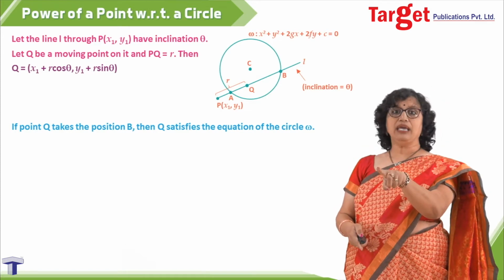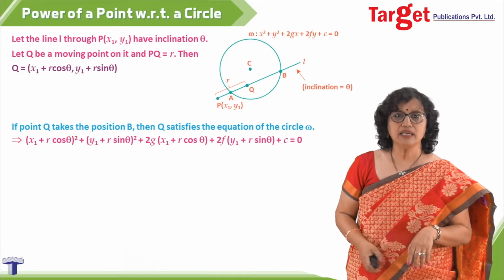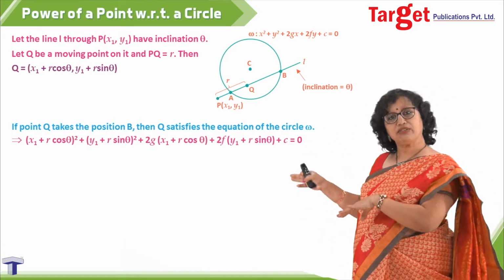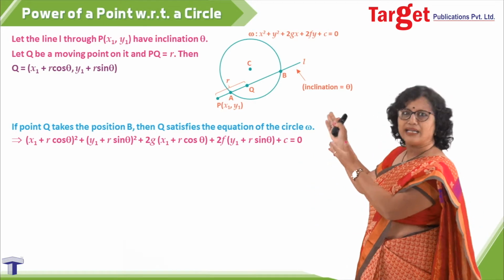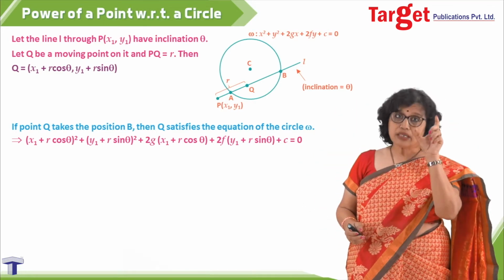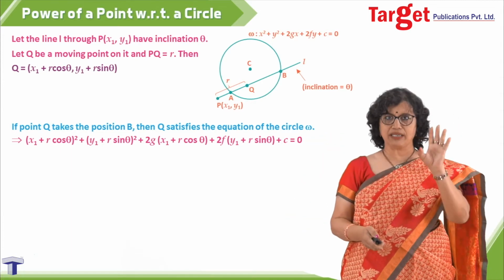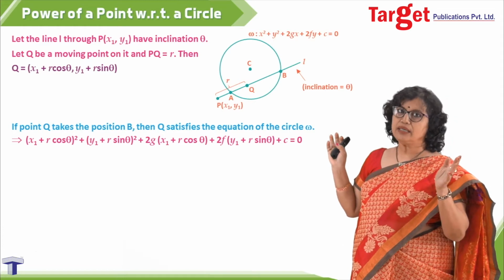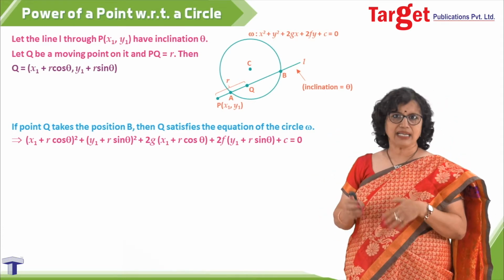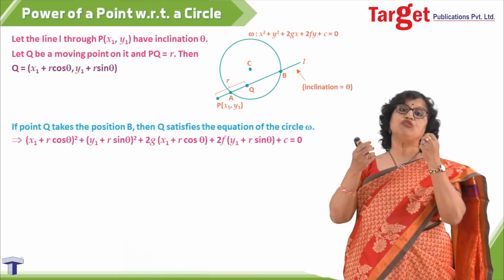If it was B, then it would have satisfied the equation of the circle, right? So the picture would have looked something like this: x1 plus r cos theta whole square plus y1 plus r sin theta whole square, etc. You know how to do it. In place of x and y, substitute x1 plus r cos theta and y1 plus r sin theta respectively. If you open it, out of this, only the variable part is actually r, correct? Theta is fixed. For a given case, theta would be known to you. x1, y1 would be known to you.